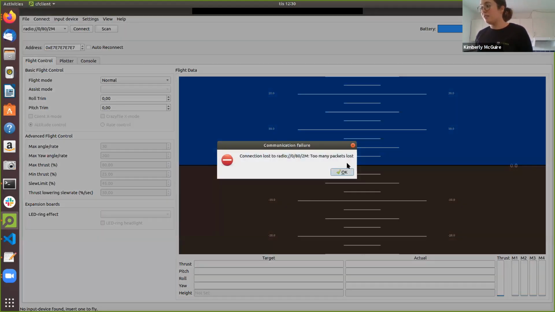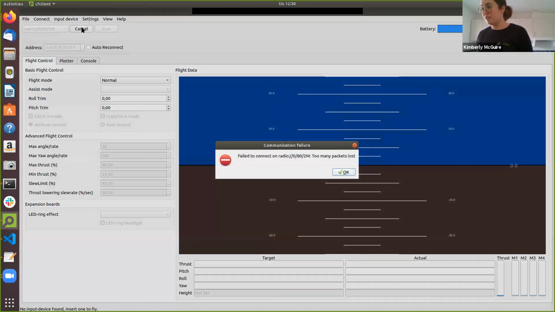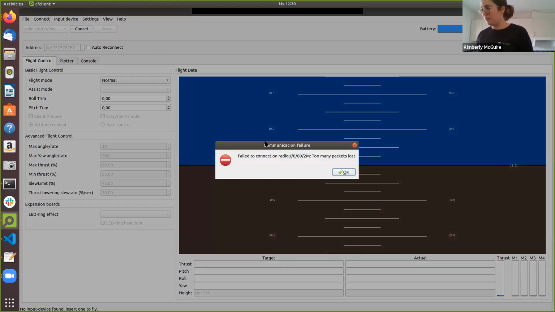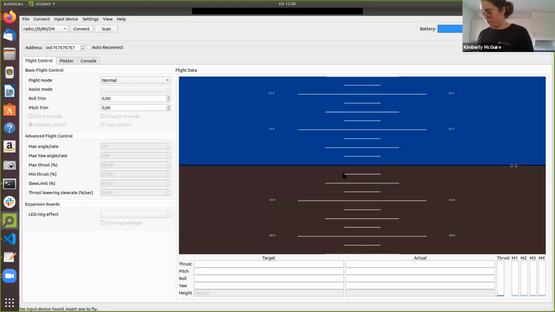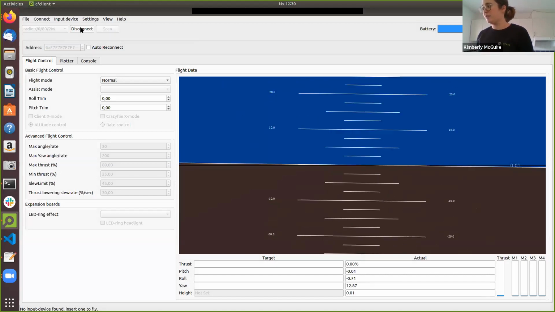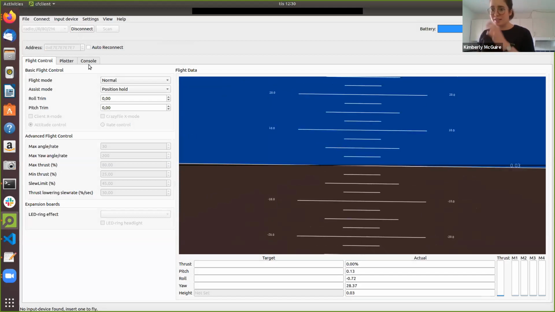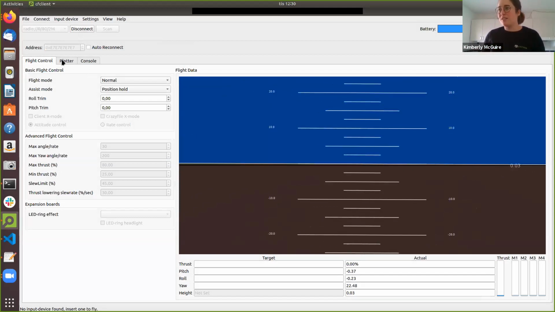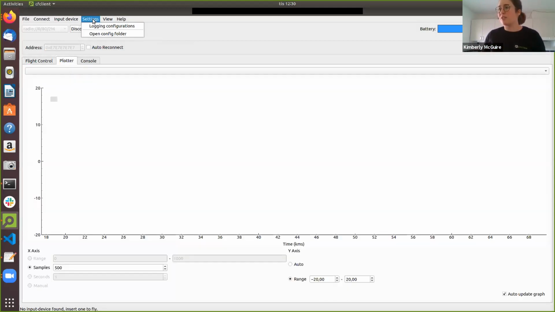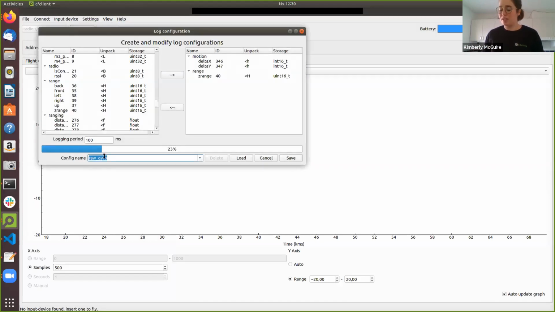Let's see. Connect. One moment. Yes, all right, it's connected. And okay, let's see what the state estimator is going to do. So we're going to logging settings, logging configurations, and select, okay, position.